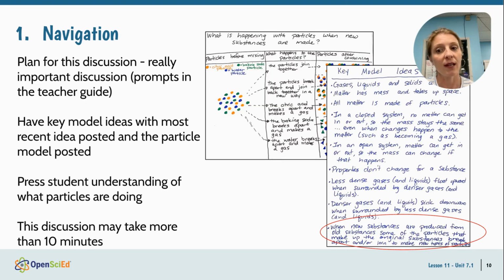Now, this discussion may take more than 10 minutes. That's what's suggested in the teacher guide. But if it takes longer, I want to give you permission that that's okay, because it is super important that we're getting our students to the idea that particles are breaking apart and rejoining back together. And that must be what's happening in the bath bomb.